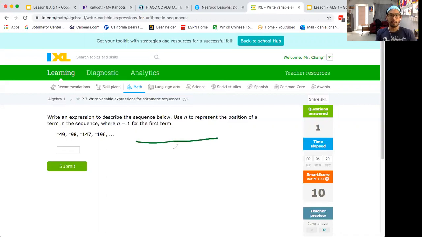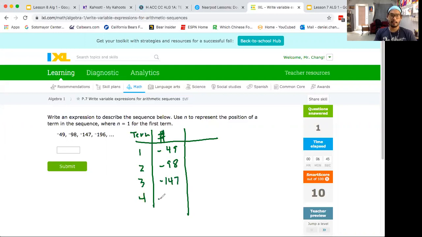And I'm going to do a couple of things. So one, I'm going to do the term. And then I'm going to put the number of the sequence. So 1, 2, 3, 4. They give me 4 numbers. It's negative 49, negative 98, negative 147, negative 196. And I'm going to put in this third column my check. And I'm going to use substitution to check.